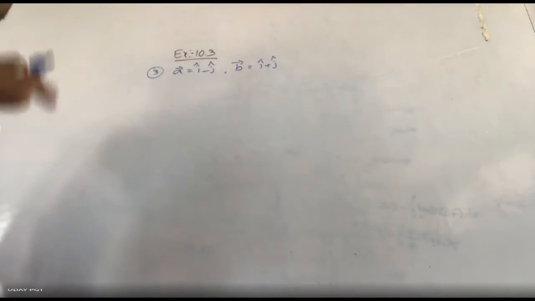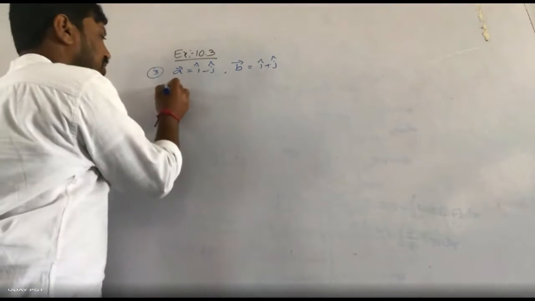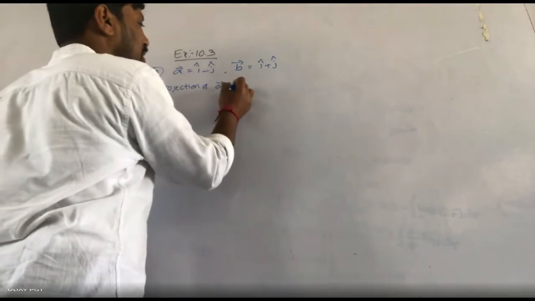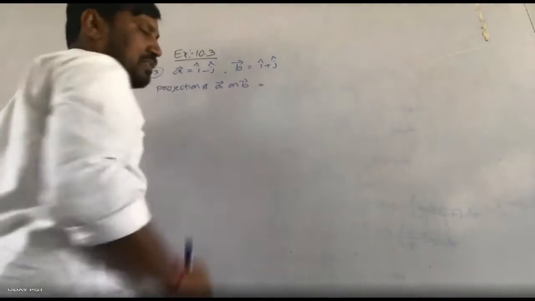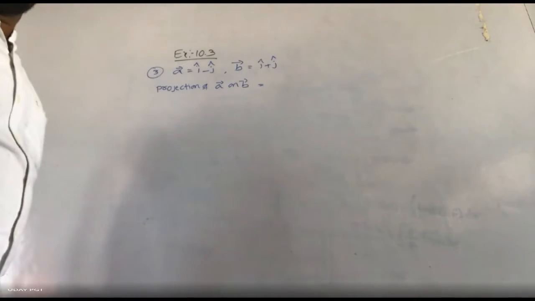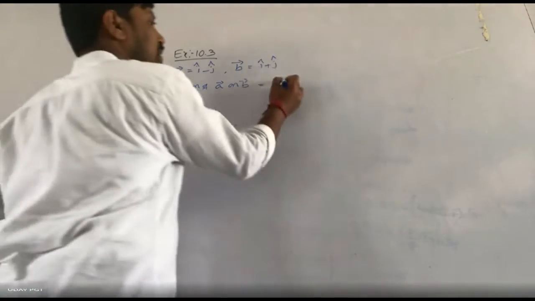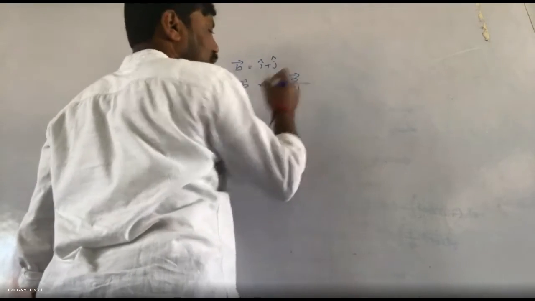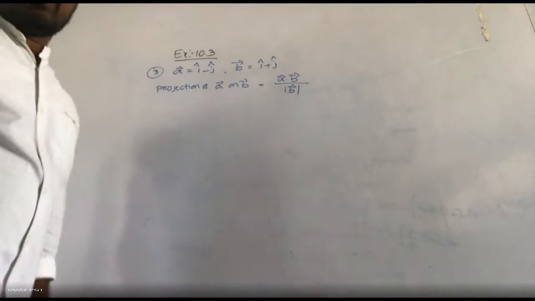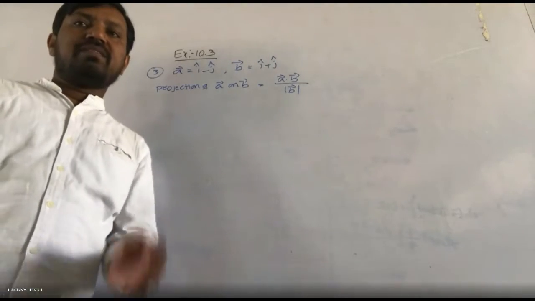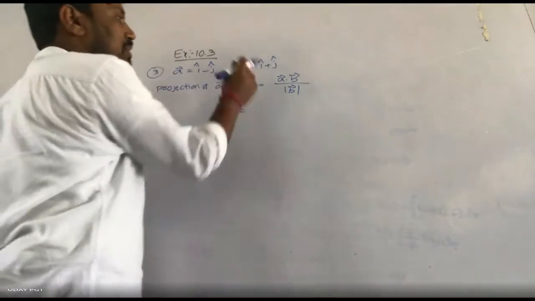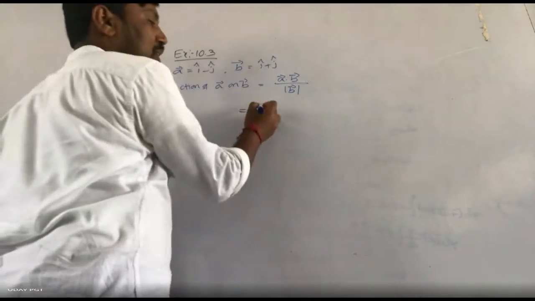The projection of the A vector on the B vector is equal to, do you remember, the dot product of these two vectors divided by the magnitude of B. The dot product of the two vectors you can easily find out. What do we get as the dot product?